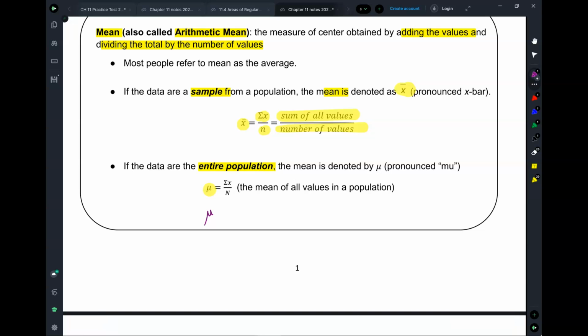Mu. Okay. So that's the mean if it's the entire population.